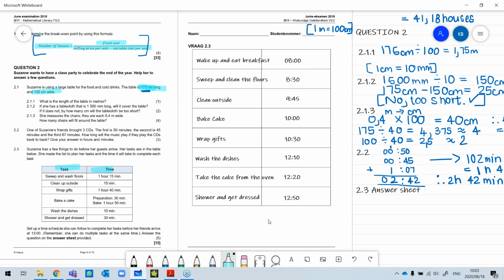Then the question continues, set up a time schedule she can follow to complete her tasks before her friend arrives at 1 o'clock. Remember, she can do multiple tasks at the same time. Answer the question on the answer sheet provided. So you will see I have already answered the question just to save us some time. Otherwise, it's going to take quite a bit of planning.